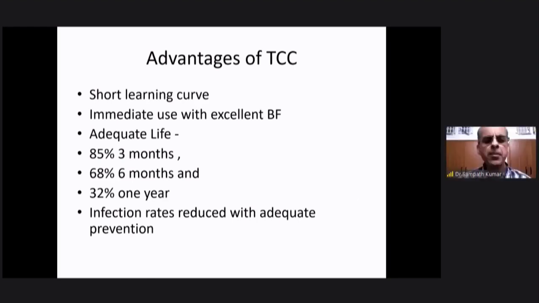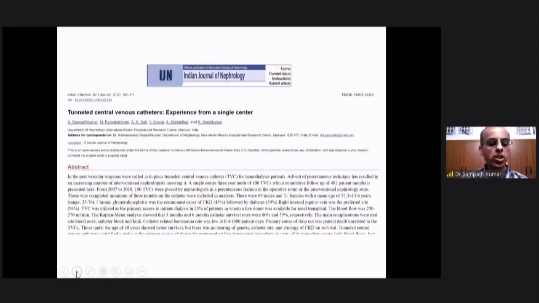Tunnel catheters can be used immediately, with excellent blood flows of more than 250 to 300 ml per minute. The life of the tunnel catheters is, I will say, very adequate for our dialysis patients during this period. In our unit, at 3 months 85% of them are functioning, 68% at 6 months, and more than one third are still functional at 1 year. The infection rates are also very much reduced with adequate prevention. In our unit, even without infections, we make sure these patients have a catheter lock solution made of antibiotic. This tunnel catheter insertion experience was published way back in 2011.